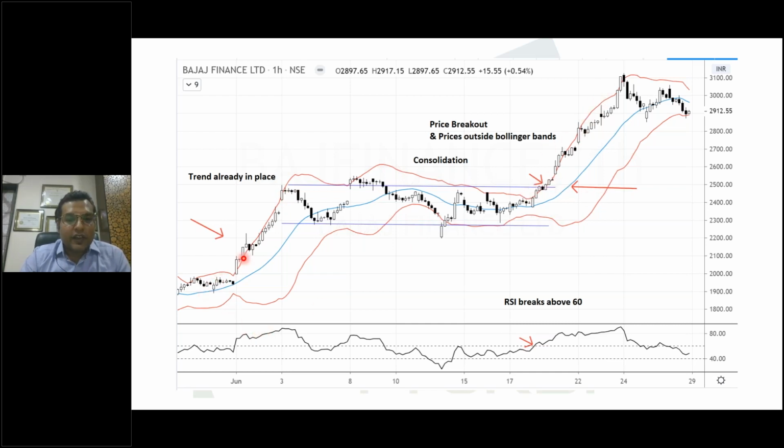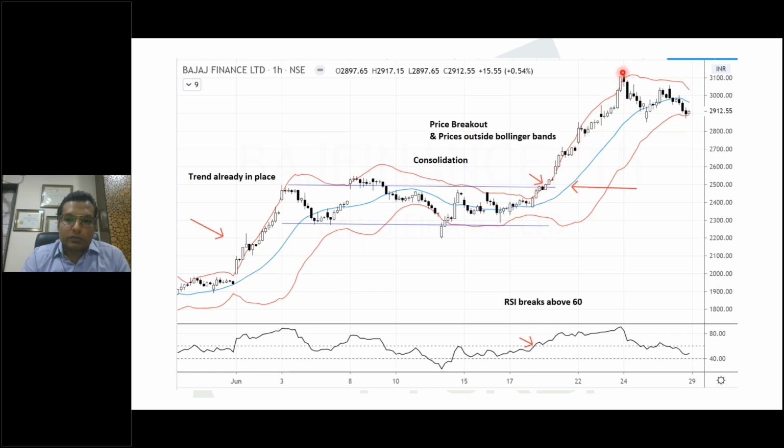So what happens here: we had a trend, then there was this consolidation, we had this support and resistance zone, and then see this. When the candle started to break out above this consolidation, the band started to expand, the RSI started to break above 60, and then this was the move.